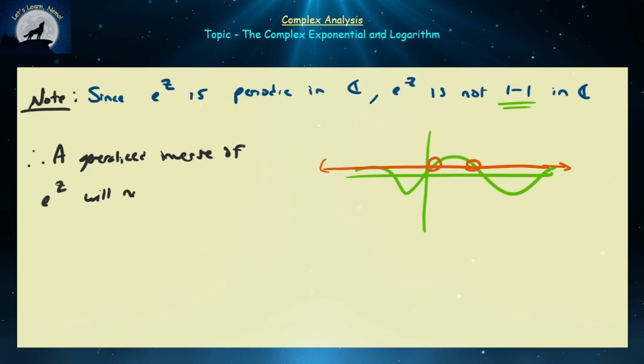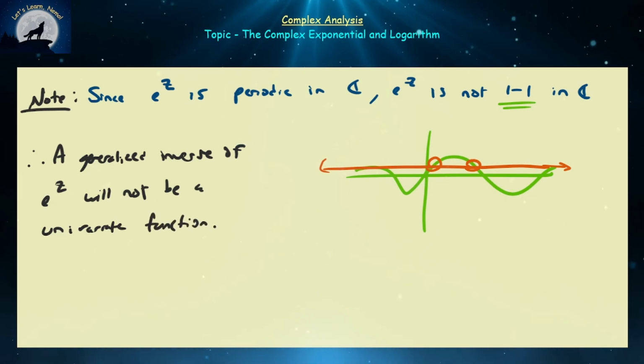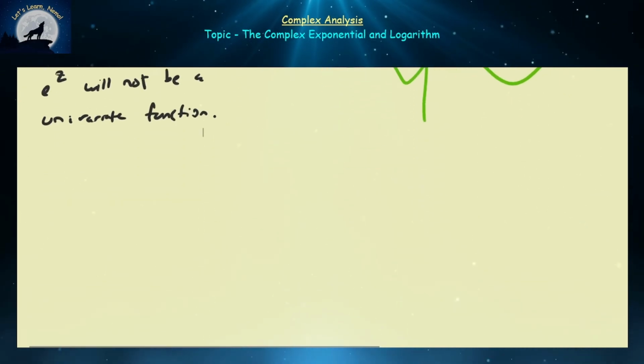So since e to the z is periodic, that means a generalized inverse of e to the z will not be a univariate function. It will not be a univariate function because it's not going to pass the vertical line test either, which means we have to restrict our domain if we want to build a univariate function, which we're not going to, but you definitely can.